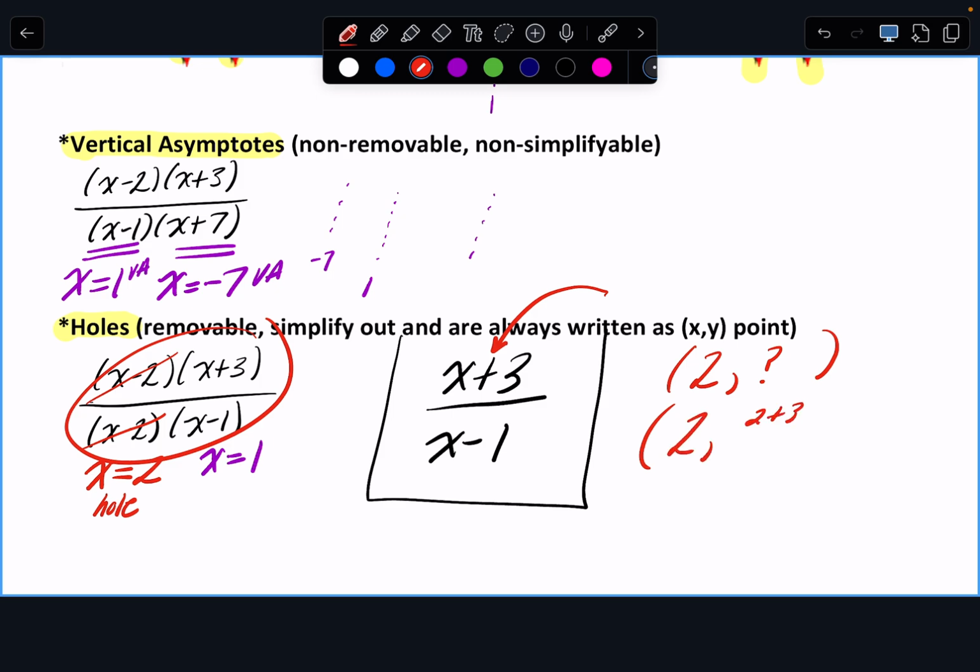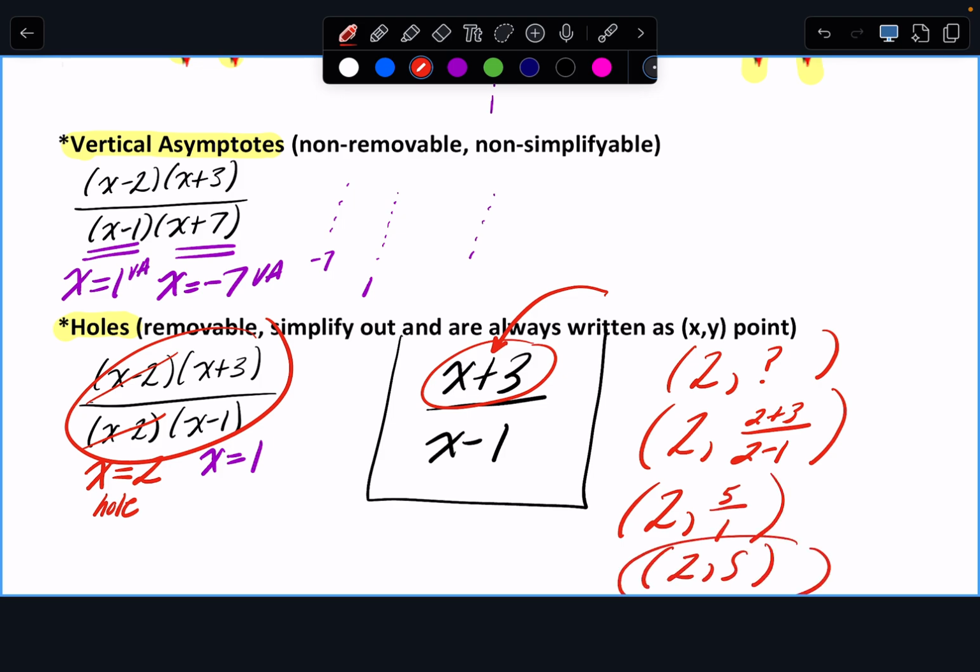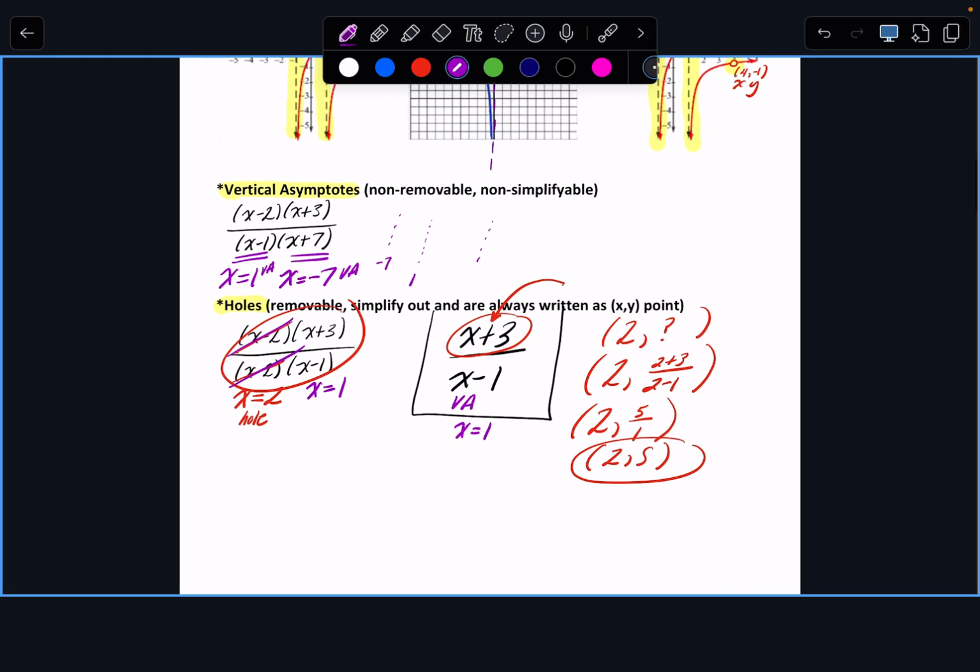So you would say 2 comma 2 plus 3, see, I'm plugging it in, divided by 2 minus 1. So that's 2 comma, isn't that 5 over 1? 2 comma 5 is the hole. Does that make sense? And then x equals 1 didn't simplify out, so it's a vertical asymptote at x equals 1. So they call them removable discontinuities and non-removable. Removable means they remove. They divide out, which would be a hole. Non-removable means literally they don't divide out. It's very literal, which means it will be a vertical asymptote.